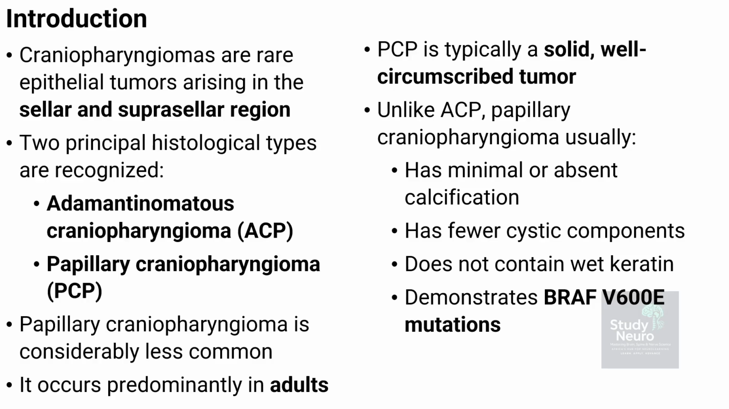It is typically a solid, well-circumscribed tumor, which means its margins are usually clearly defined from the surrounding tissue. Compared with adamantinomatous craniopharyngioma, papillary craniopharyngioma usually has little or no calcification and contains fewer cystic areas. Wet keratin is not a feature. Instead, it is characteristically associated with the BRAF proto-oncogene valine 600 to glutamic acid mutation, an important molecular finding that helps confirm the tumor type and guide treatment.